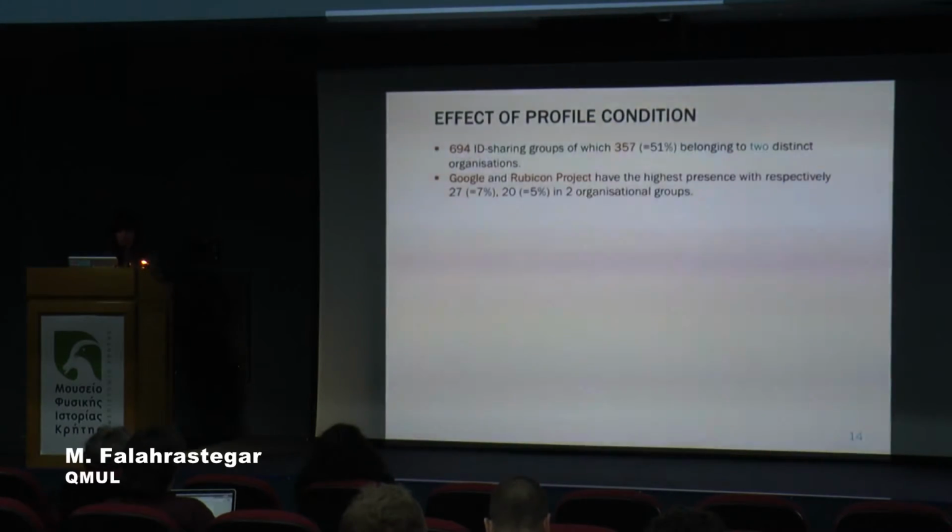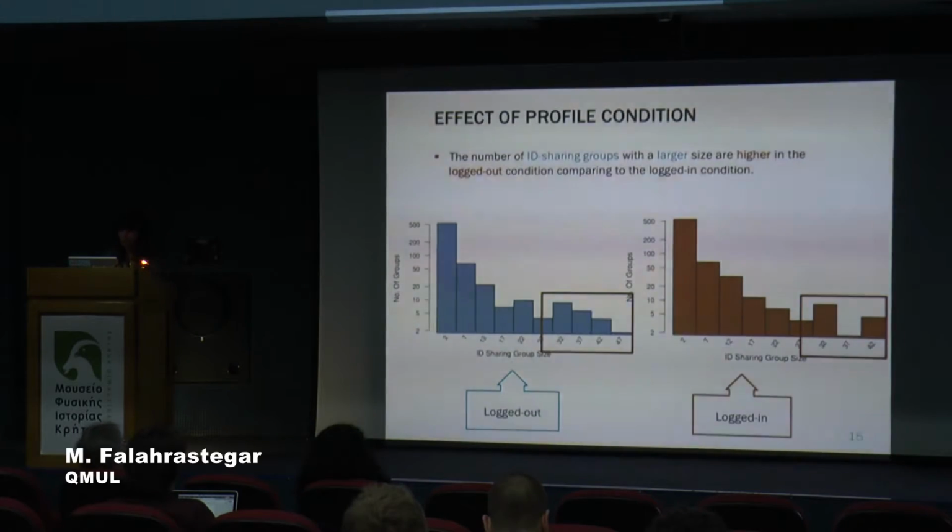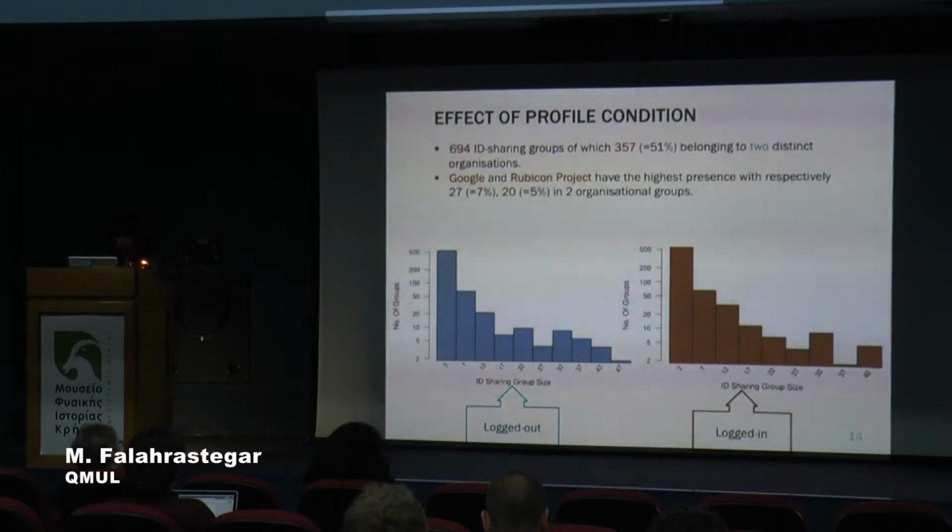We further examine the effect of being logged in and logged out on ID sharing by looking at the organizational sharing groups. We applied the same set of rules that I mentioned earlier, and we identified organizational ID sharing groups. We identified about 700 organizational ID sharing groups, of which half of them had 2 distinct organizations. And similar to our passive data set, we observed Google and Rubicon Project have the highest presence in the 2 organizational groups.